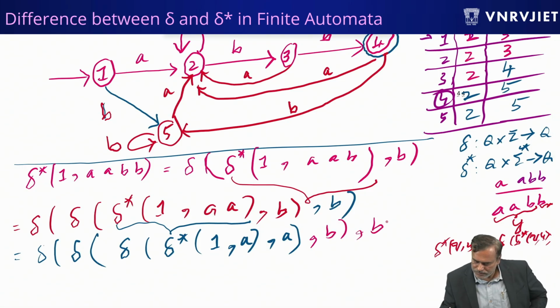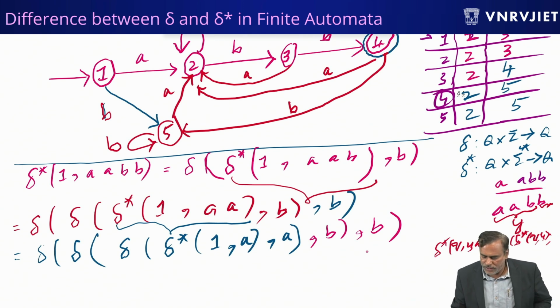Comma B. That is what this transition function is. So you can cross check how many opening parentheses there are and how many closing parentheses there are: 1, 2, 3, 4. So this is how it is going to get processed.